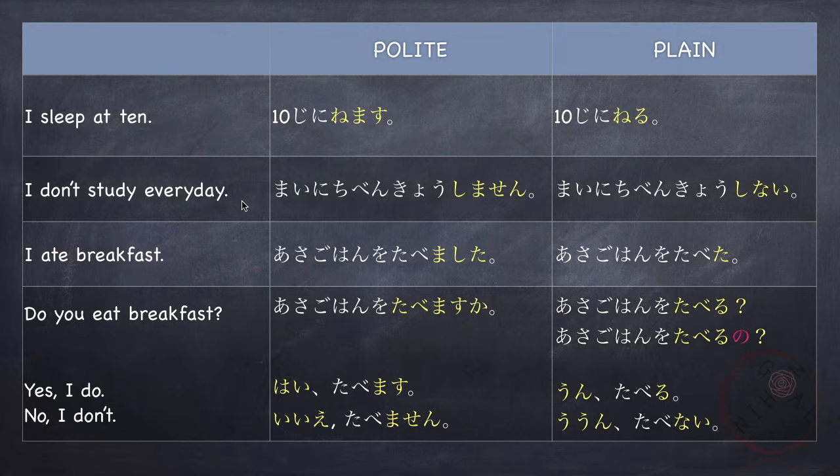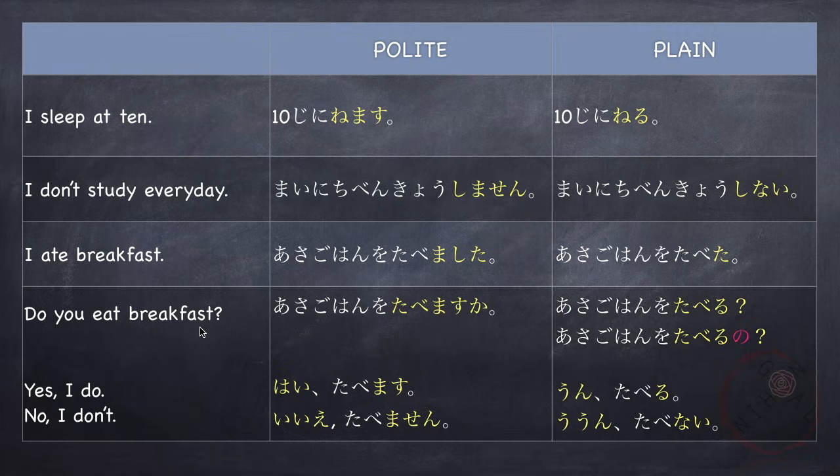I don't study every day. So this is a negative present statement. 毎日勉強しません. In plain form, 毎日勉強しない. Here we use the ない form of the verb. I ate breakfast. Here we have a positive past statement. 朝ごはんを食べました。In plain form, 朝ごはんを食べた。So we use the た form of the verb.